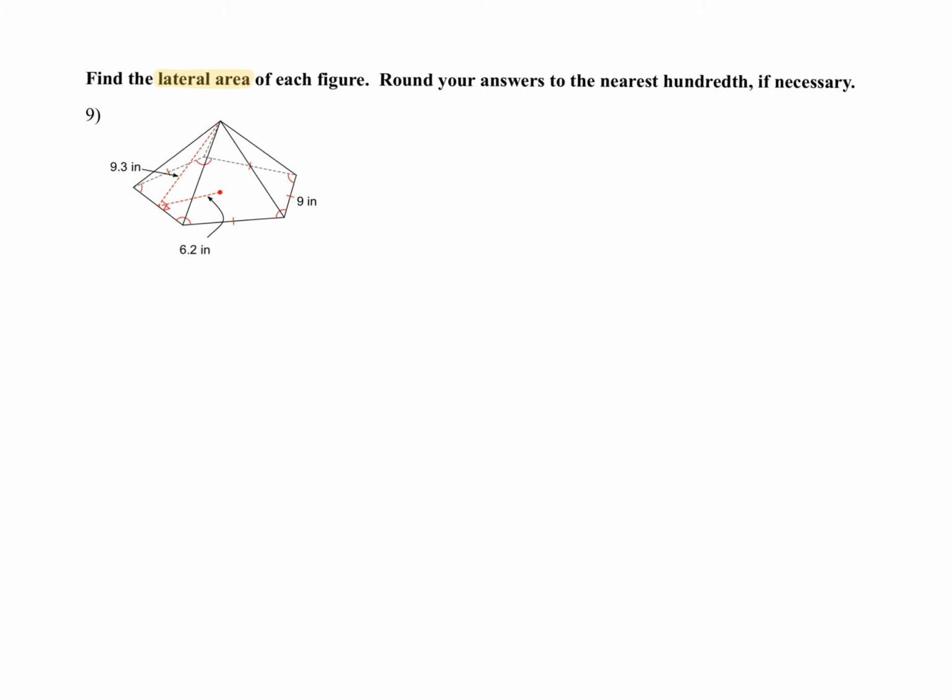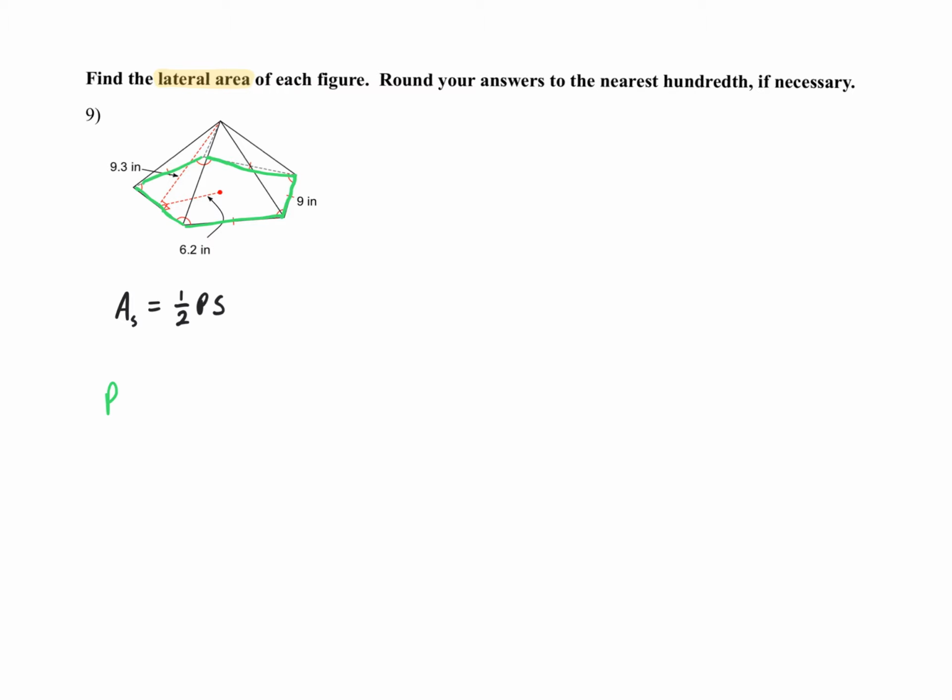Now we have one more like this, and notice this one now says the lateral area of each figure. It says round your answer to the nearest hundredth if necessary. So the lateral means I do not need to find the area of that base in the bottom, but just of the, in this case, the 5 triangles around the outside edge. So to find that area, I need to say 1/2 the perimeter times the slant height. So the perimeter is going to be this length all the way around here.